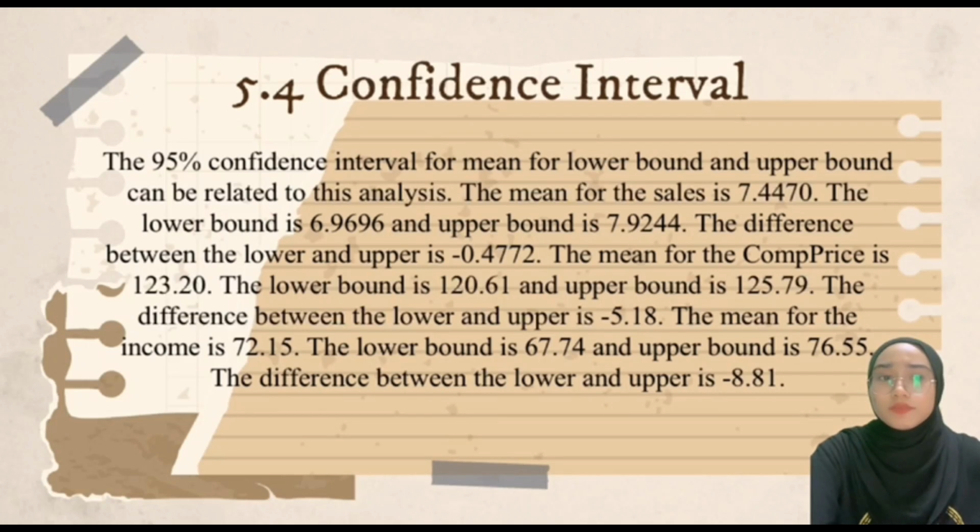The mean for the comprise is 123.20. The lower bound is 120.61 and the upper bound is 125.79. The difference between the lower and upper is negative 5.18. The mean for the income is 72.15. The lower bound is 67.74 and the upper bound is 76.55. The difference between the lower and upper is minus 8.81.